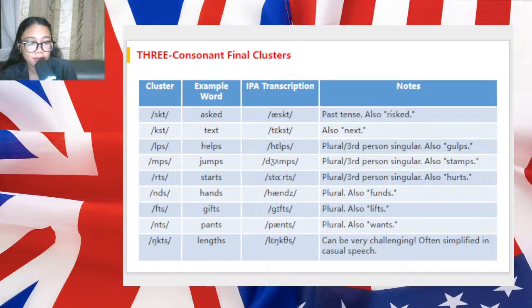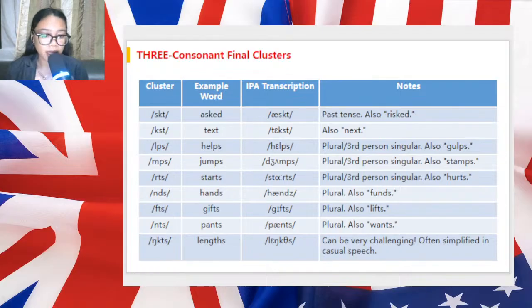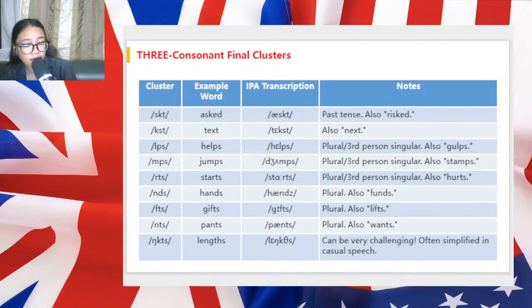Let's have the first one, the SKT cluster, as in the word asked. This is a very common past tense ending. It's the S sound followed by an aspirated K sound and then an unvoiced T at the end. So it's not ask-ed with an extra syllable. You will hear this exact pattern in words like risked. So try saying these two words. We have asked, again, asked.